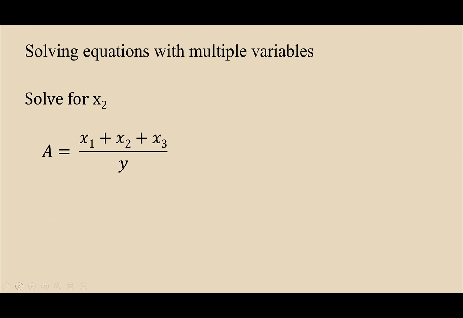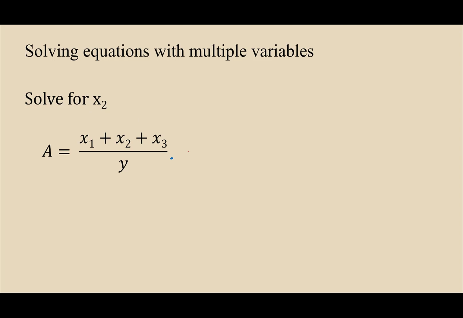In this equation, we're solving for x sub 2. The equation is a equals x sub 1 plus x sub 2 plus x sub 3. And the difference between these x variables, the reason they have a 1, 2, and 3, is to show you that they're actually different variables. So instead of saying a plus b plus c, for example, it is written in the format x sub 1, x sub 2, x sub 3.